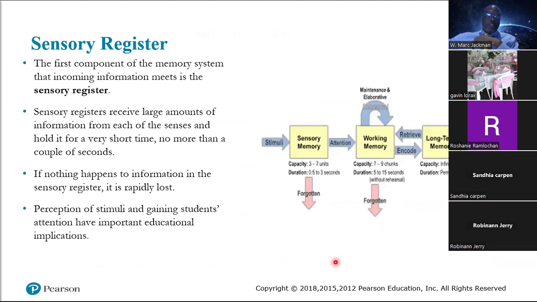Okay, so let's talk about the sensory register. This is the first component of the memory system, and it deals with information that is coming in. It takes in large amounts of information, but holds it for a very short period of time, not more than a couple seconds. If nothing happens to the information taken in by sensory memory, the information is lost. Okay?